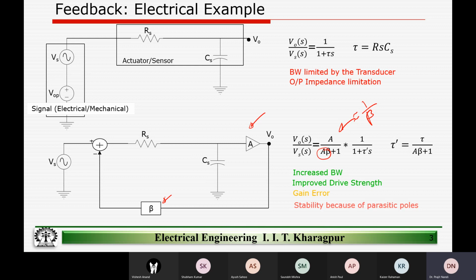What, however, is a big concern is that this amplifier itself will have its own poles, right? So even though here I'm assuming this amplifier as an ideal amplifier, in reality it is not going to be a real amplifier. This will have its own poles, and that will make the system more complex. We have one pole coming from the transducer itself, and then we will have other poles coming from the feedback loop, which means we need to take extra care, or we need to analyze the system to ensure that the system is stable, right?